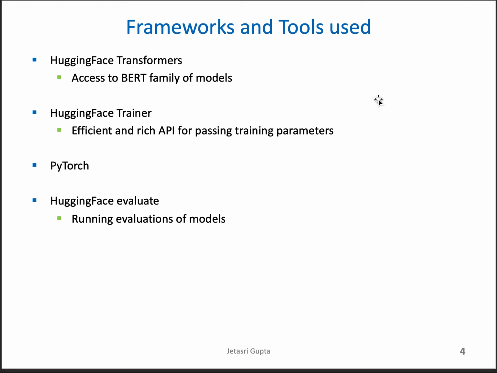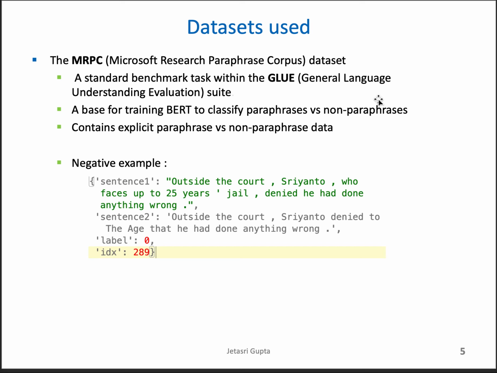I primarily used the Hugging Face frameworks to do this because it gives you easy access to the BERT family of models, which was used as the foundation models here. This was fine-tuned and benchmarked against two different data sets and then used to create a sort of similarity scorer. The two different data sets were kind of different.